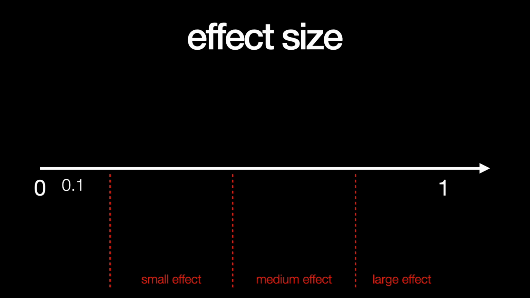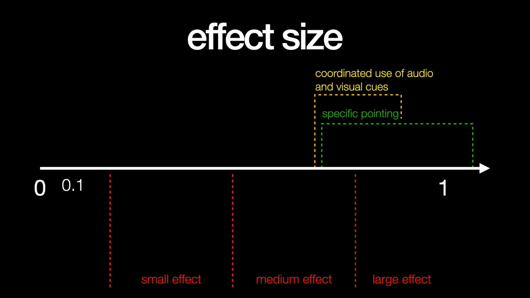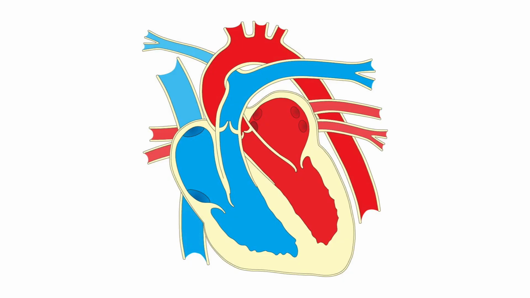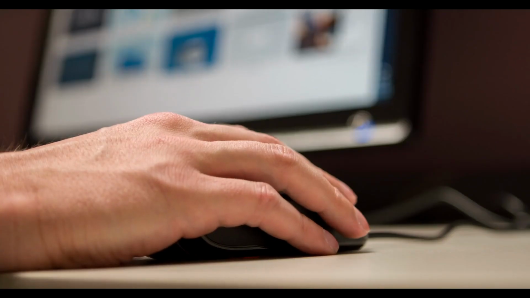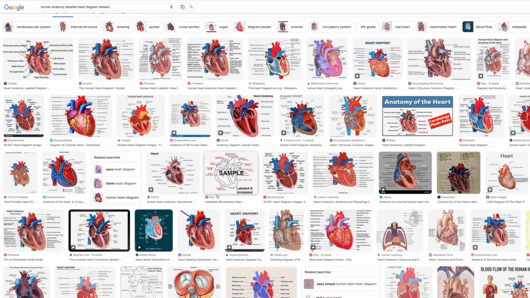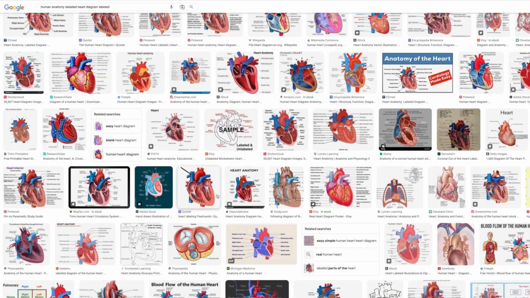So, to summarize, you can see that the most effective use is to point to specific parts of the graphic, ideally with a pedagogical agent or a person, or to use coordinated auditory and visual cues. As an instructor, one challenge you might have in using color to highlight parts of the graphic is that you're finding your images online and those graphics already come in color. So what can you do then?